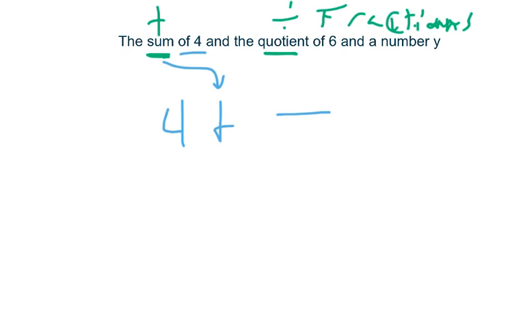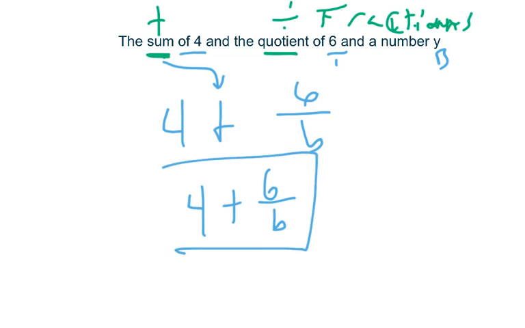So the quotient of 6 and a number. So that is the top, this is the bottom. And so we have 6 over y. And so your final answer is 4 plus 6 over y. And that is your answer. Don't need to do anything else because we don't know what y is.